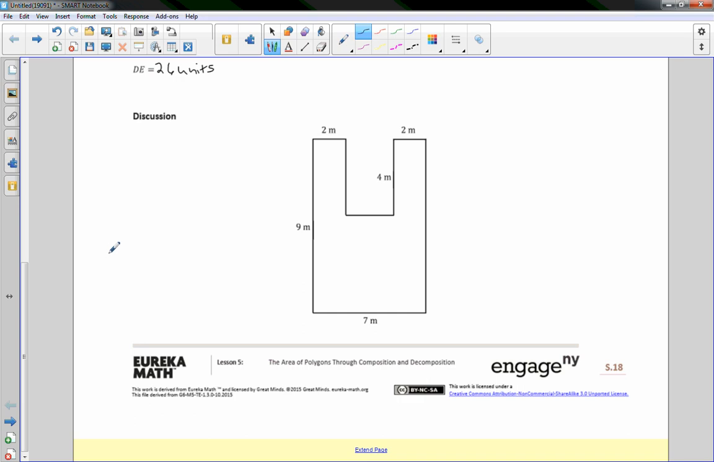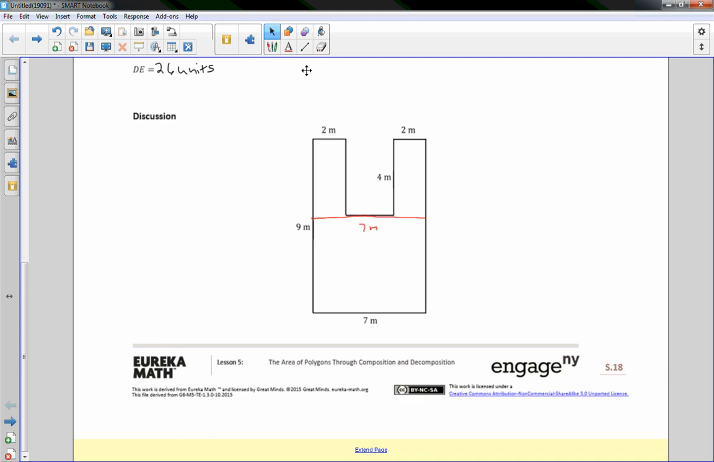Okay, so now we have this shape here, and they're just calling this a discussion. So I'm going to look at this whole thing, and I'm going to try to figure out what different pieces are. We don't know the length of this, we don't know the length of this, and this is not labeled. So if I draw a line from here to here that I know is 7 meters, and then I move that up to here, that is also 7 meters.